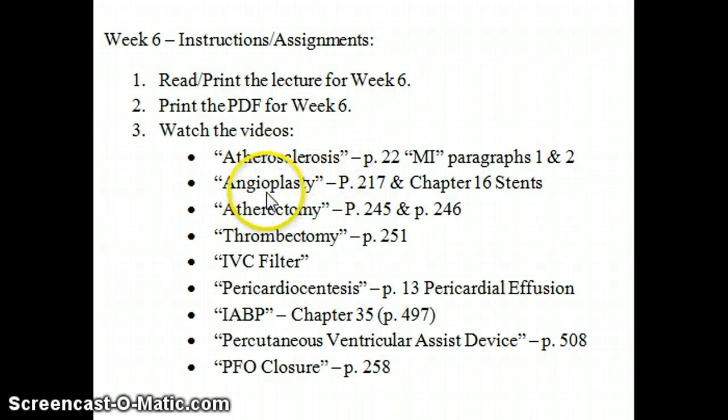Okay, so then the next video is angioplasty, and again I list the page number where you can find out more information about angioplasty, and then you can also go to chapter 16 where it talks about stents. Atherectomy, pages 245 and 246. Thrombectomy, page 251. IVC filter, there's not a lot of information about the IVC filter in this text. Pericardiocentesis, page 13 under pericardial effusion.